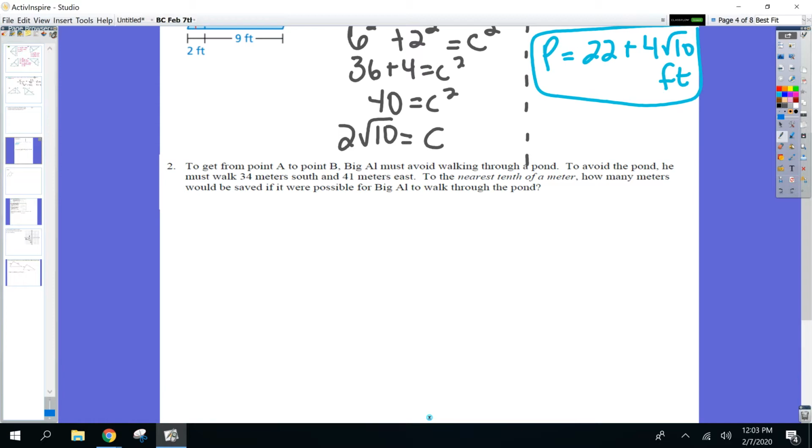So here's Big Al. He wants to go from point A to B, but he's got a pond in his way. So to avoid the pond, he's going to go 34 meters south, 41 east. How many meters could he have saved by just walking through the pond if he could? All right, don't want to walk through the pond, might get wet, might drown, go to the other extreme. 34 meters south. Oh, and this is where I start getting kids nervous. 41 meters east.